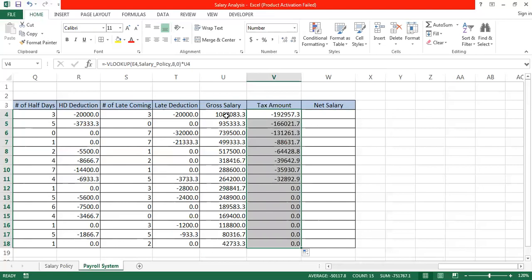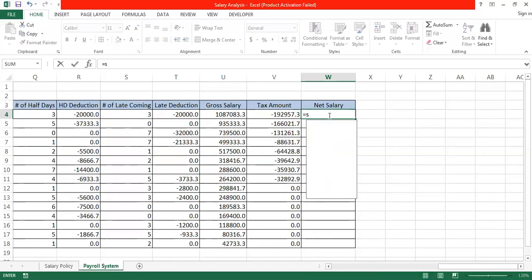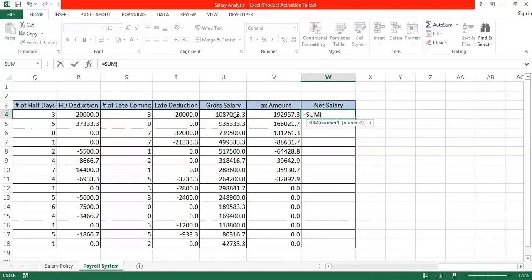So when we sum gross salary and tax deduction, we will get the net salary. If we were not going to apply negative, then in order to calculate the net salary, we would subtract the taxes from the gross salary. That is, gross salary minus taxes will give us the net salary. We have already applied negative over here, so we can sum both the values, and automatically taxes are deducted. The sum of gross salary and tax will give us the net salary of the employees.